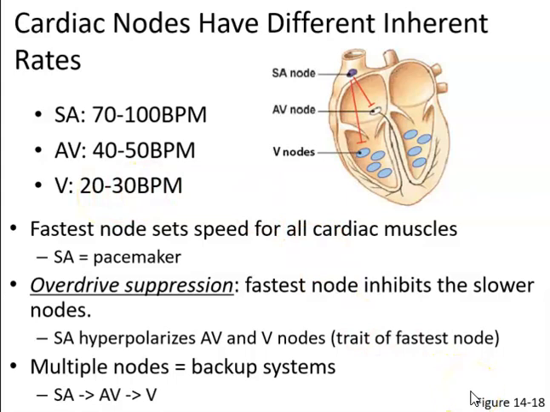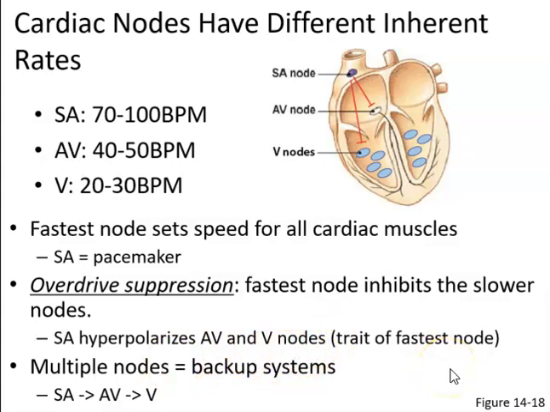So the SA node sets the rhythm. The atrioventricular and ventricular nodes are deactivated by the SA node by setting them farther away from threshold through hyperpolarization. So the fastest node will inhibit the slower node via overdrive suppression. Again, the SA node will hyperpolarize the AV and ventricular nodes. This is the trait of the fastest node, basically putting them farther away from their threshold.